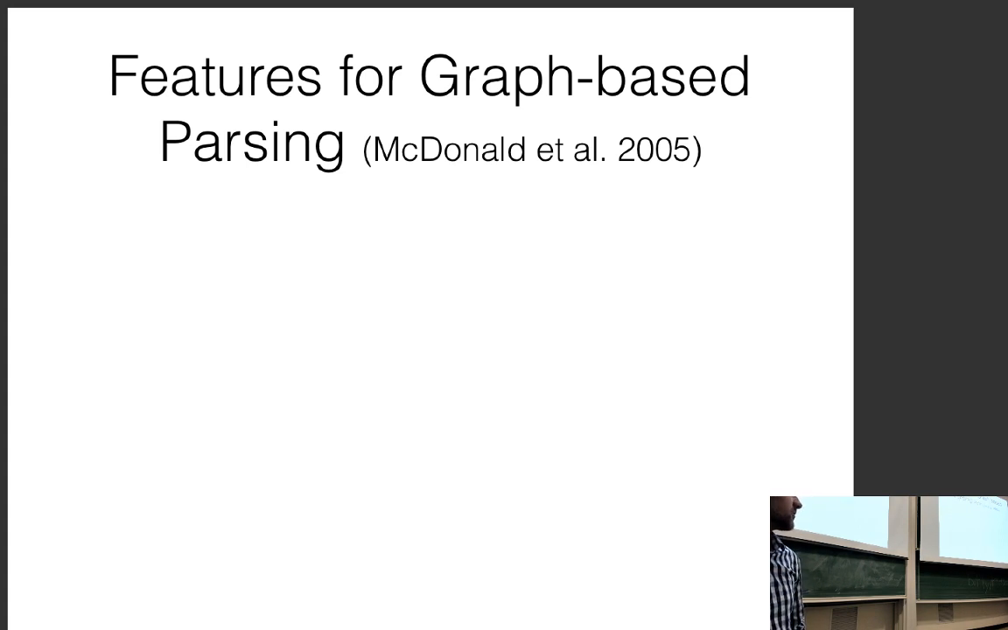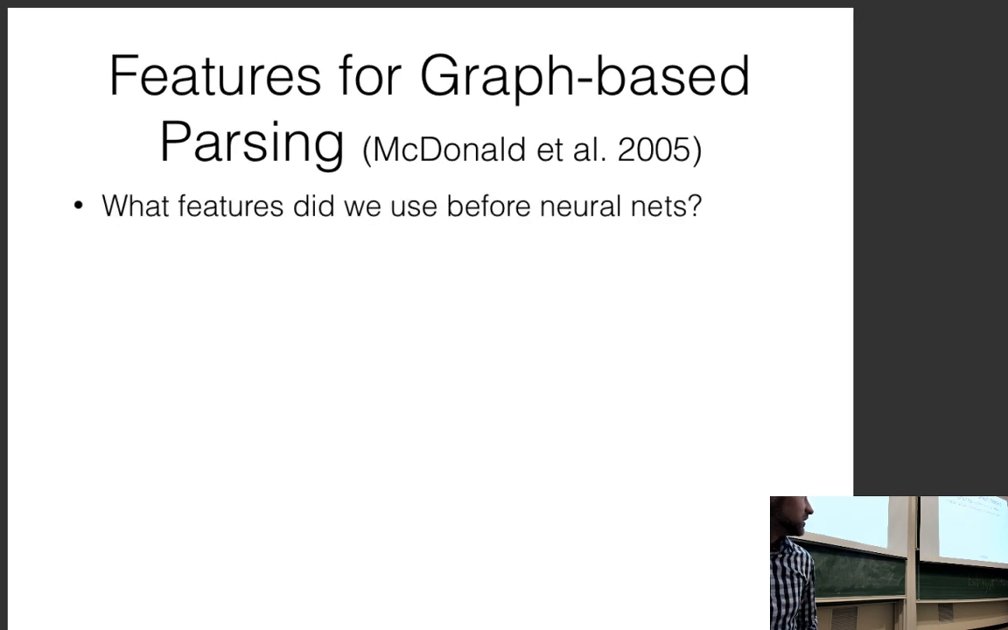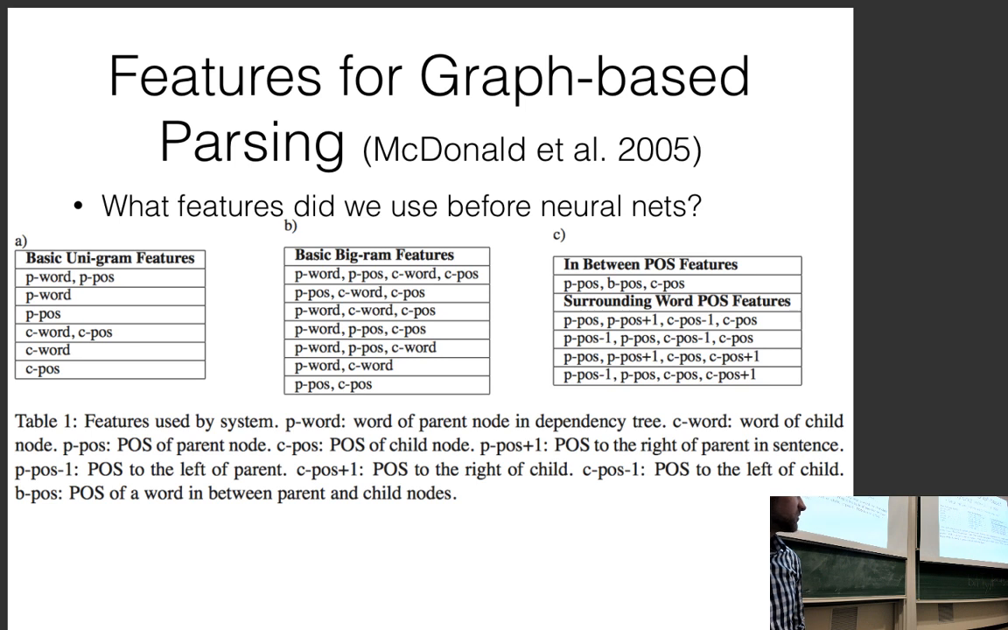So, features for graph-based parsing. This is before we had neural network featurizers, but like anything else, it's a good idea to know these before you design a neural network model, so you're aware of the things that might be useful. So what features did we use before neural nets? Basically, it was these big feature templates.